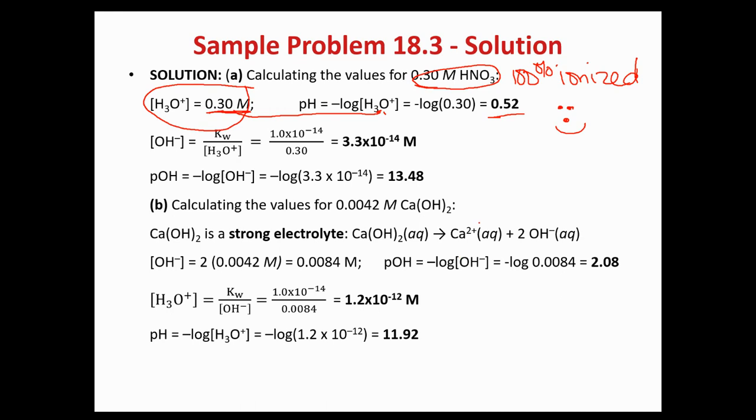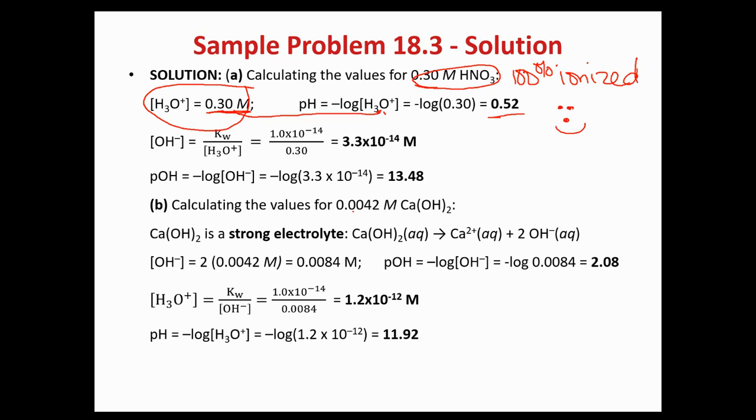Okay, and then the rest of this are those conversions that I asked you to review. If I know H3O+, I can always find hydroxide. If I know hydroxide, I can find pOH. And so please review those simple equations. Hopefully those will become super easy for you.